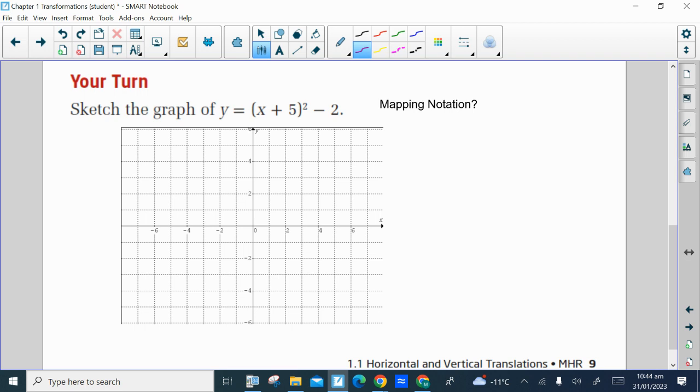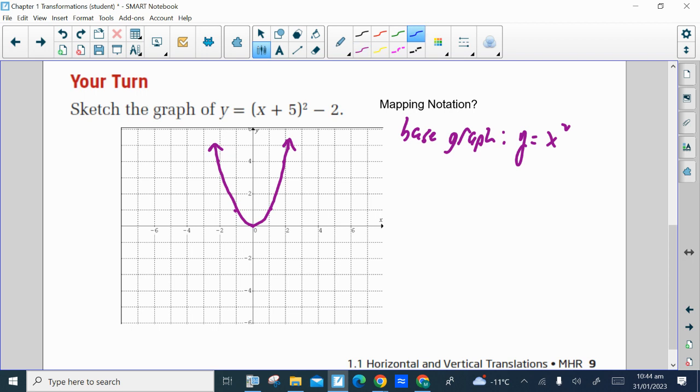So for this next one, this is a transformation of y equals x squared. It's y equals x plus 5 all squared, take away 2. Our base graph is y equals x squared. That goes through 0, 0, 1, 1, 2, 4, negative 1, 1, negative 2, 4. We always have arrows on the ends of our graphs because that pattern continues forever.